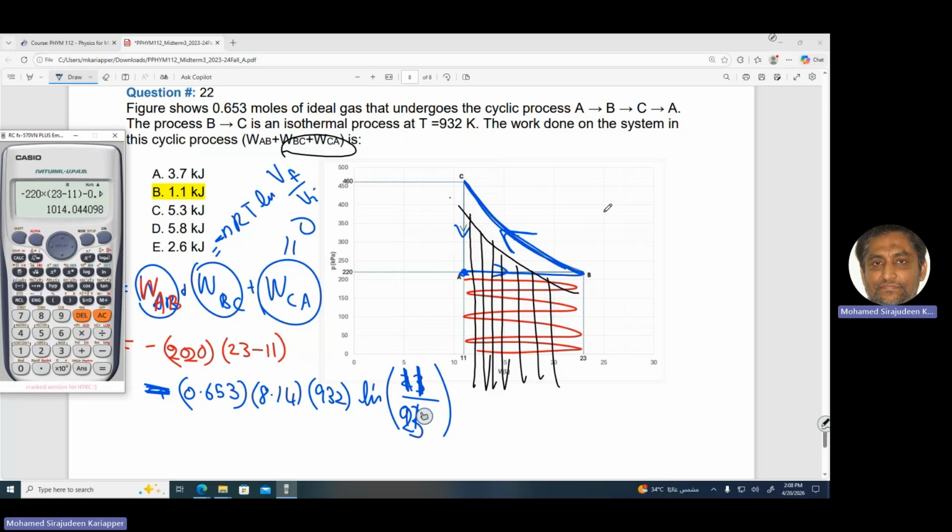I'm a bit worried. Why did I make a mistake? Did I make a mistake in the R value? What is the R value? 8.14 or 8.314? Right. Okay, come on, guys, you should have corrected me. Right. Now I'm so happy. Did I put the one? Yes. Okay. Right. Alhamdulillah.